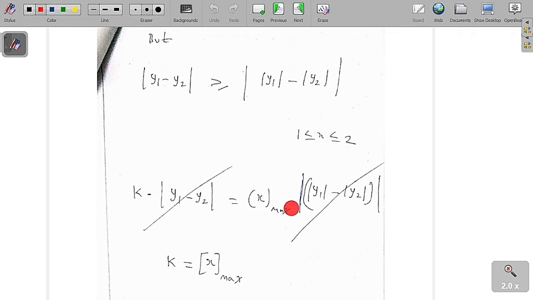So now x is equal to x max. See, k is equal to x max. Then what is the value of x max? The maximum value of x is 2. So k is equal to 2. So 2 is the correct solution of this question.